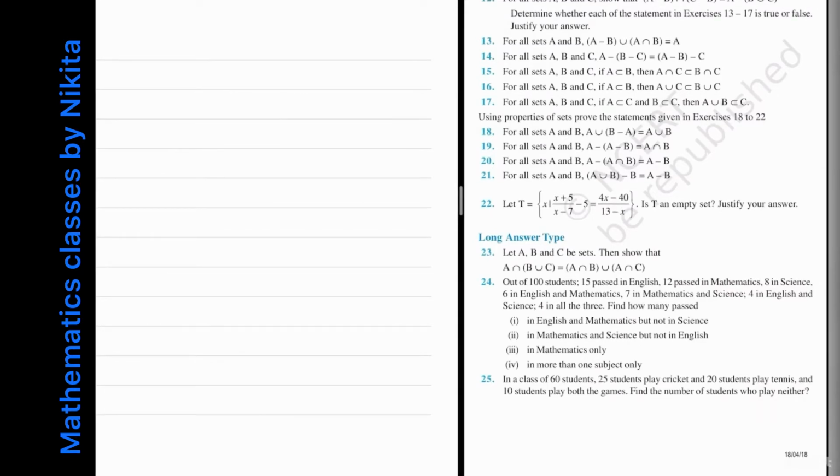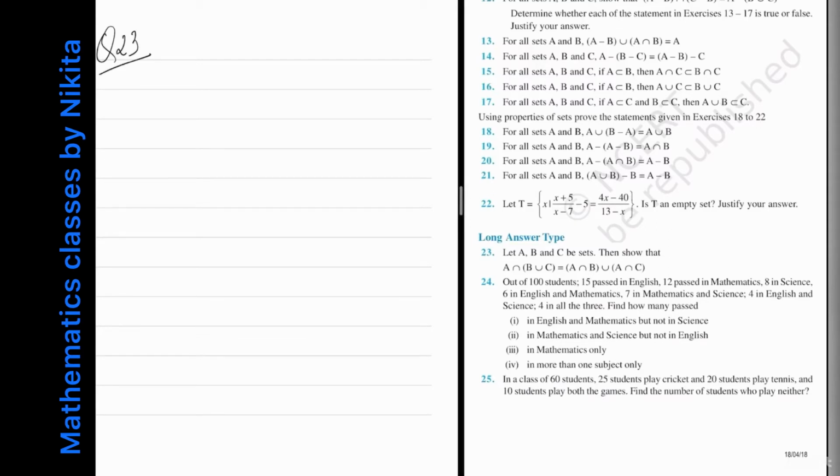Now let's do question number 23. So these are your long answer type questions, so that means they are a little long in solving. So let A, B and C be sets, then show that A ∩ (B ∪ C) is equal to (A ∩ B) ∪ (A ∩ C). So now you have to prove the distributive law, which you have already studied in the chapter of sets as a property. So now we are asking that please prove this. So again, very easy, nothing to worry about this.